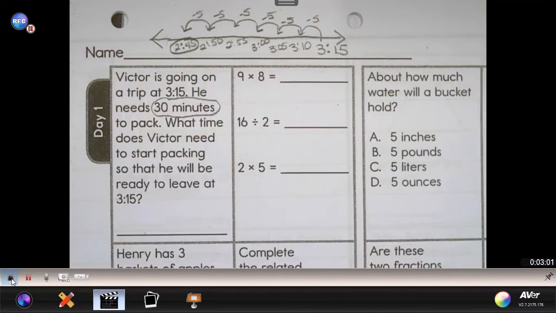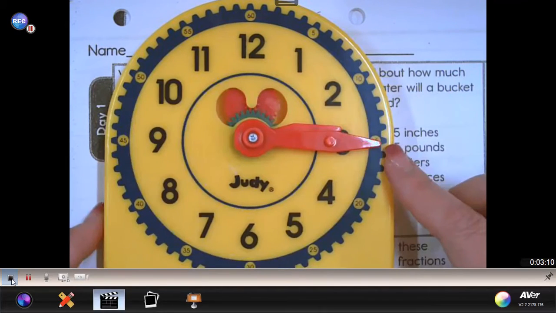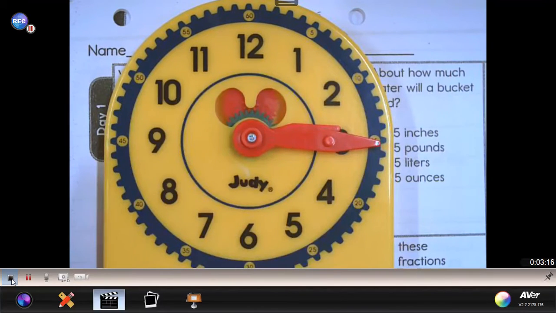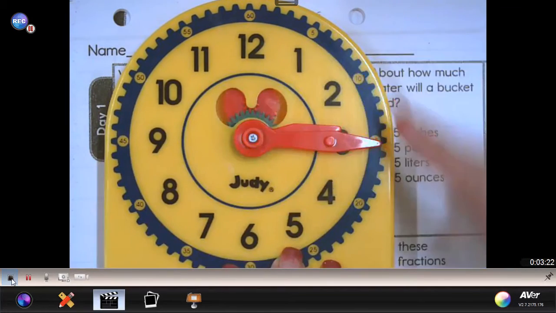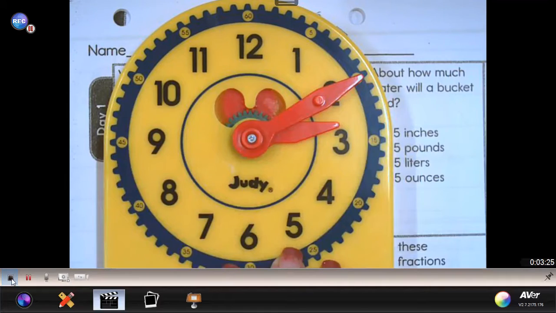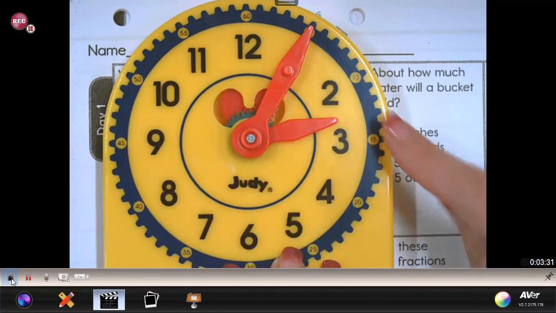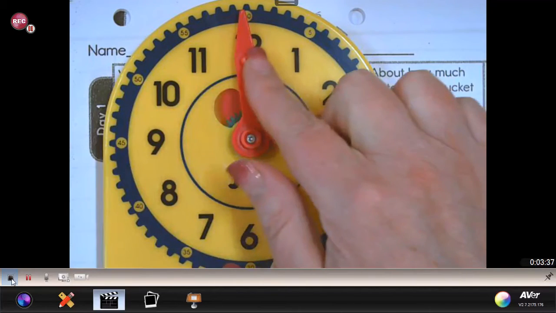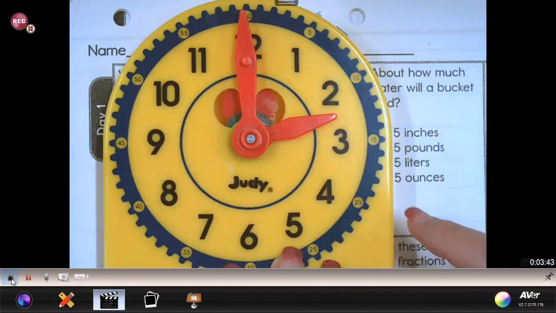Now, another way to look at this is if you were to use a clock, and I'm just going to use my little Judy clock here. The time is 3:15 right now. And so I'm going to do the same thing that I did, except now I'm just going to use my Judy clock and I'm going to go back by 5s. So 3:15, go back 5. Now we're at 3:10. Go back 5. That's another 5, so we've gone back 5, 10, we're at 3:05. Go back another 5, that's 5, 10, 15. Now we are at 3 o'clock.